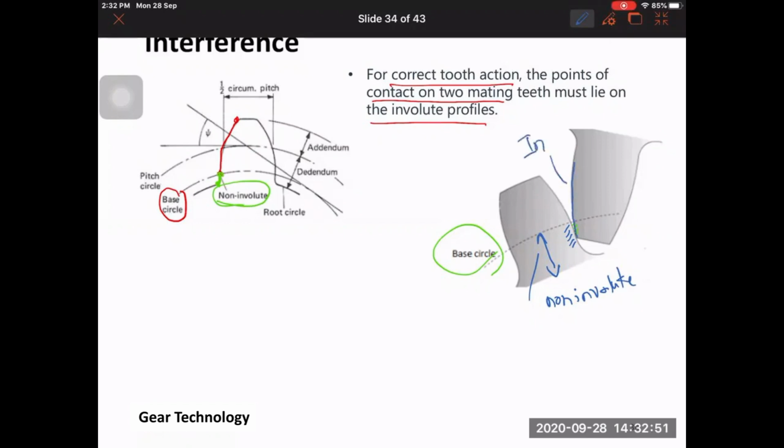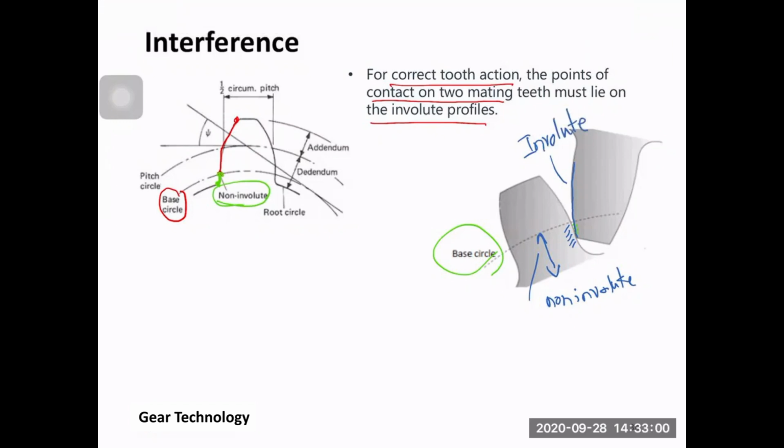So what we have here is an involute part in contact with a non-involute part. This is denoted as interference. So they interfere with each other. So this is a problem. This is a problem in gears. We have to avoid this problem actually.